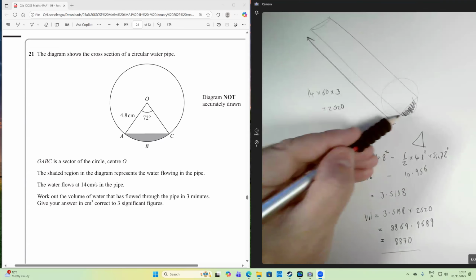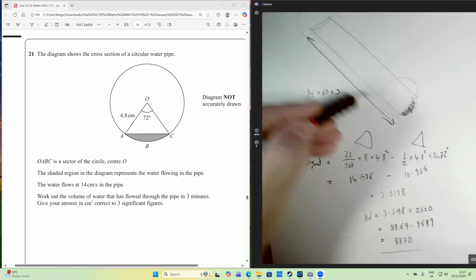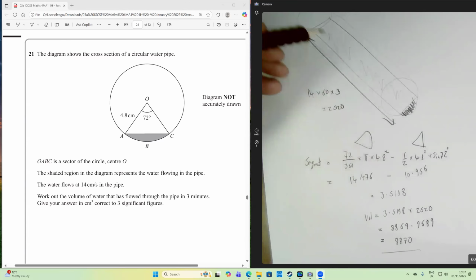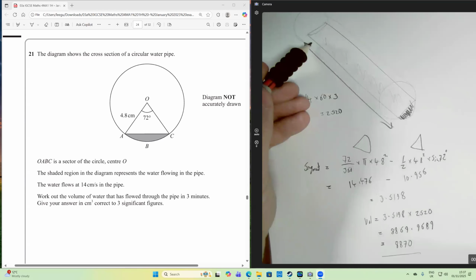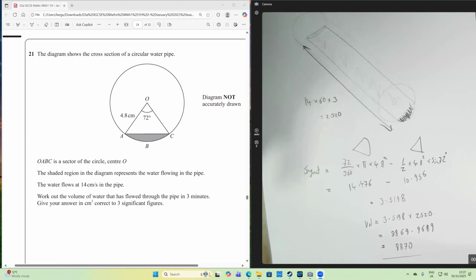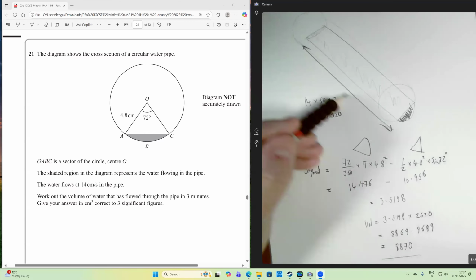So there's my pipe. And what's happening is the water, there's just a trickle in the bottom of the pipe flowing along like that. And that's actually making a prism. So this water is making the shape of a prism. And the volume of a prism is equal to the area of its cross-section times the length.